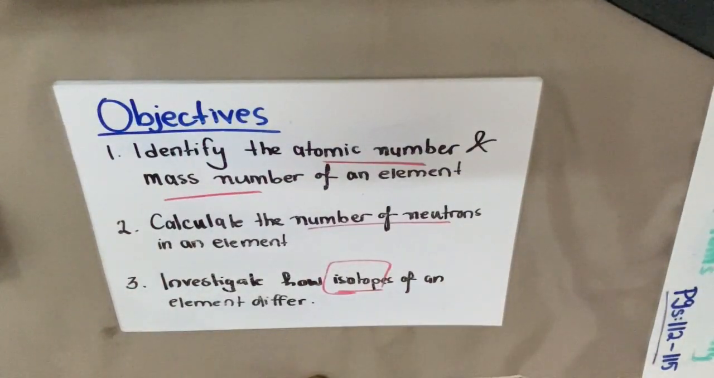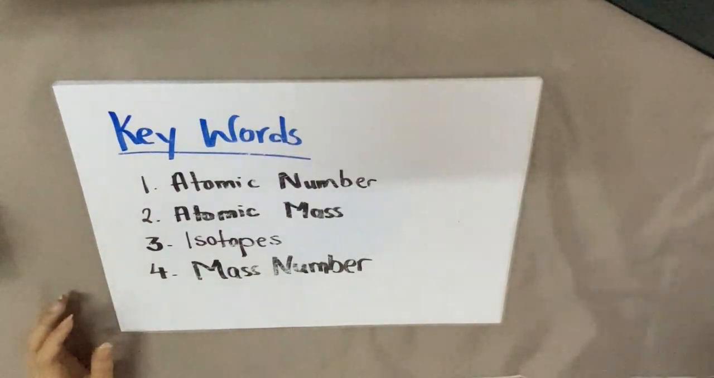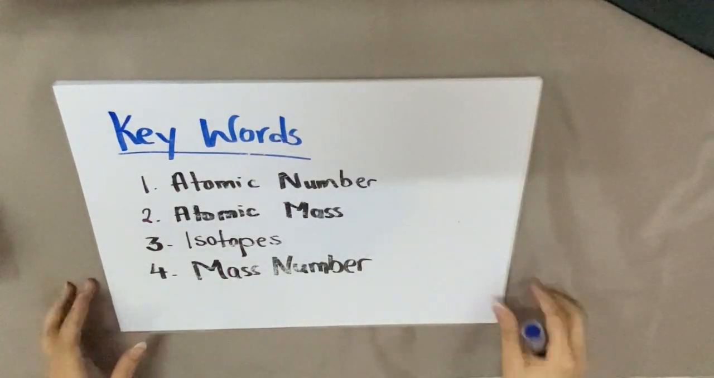When it comes to the objectives we're going to fulfill today, we're going to identify the atomic and mass number, we're going to calculate the number of neutrons in an element, and we're going to investigate how isotopes of an element differ. When it comes to our keywords, we have atomic number, atomic mass, isotope, and mass number.